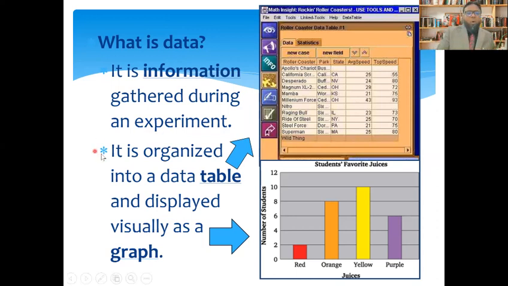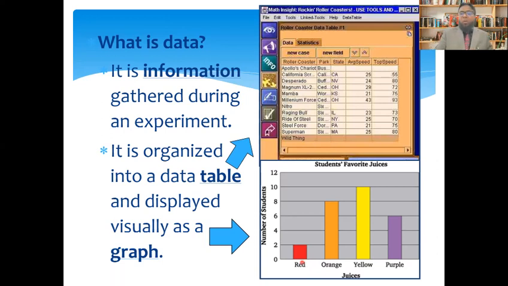So what is data? It is organized into a data table and displayed visually as a graph. Whatever data we have, we have to organize it in a table, and based on the data table, we have to plot a graph. Now there are different types of graphs, as you can see here. The number of students is on the x-axis, and on the y-axis there are some juices with different colors.